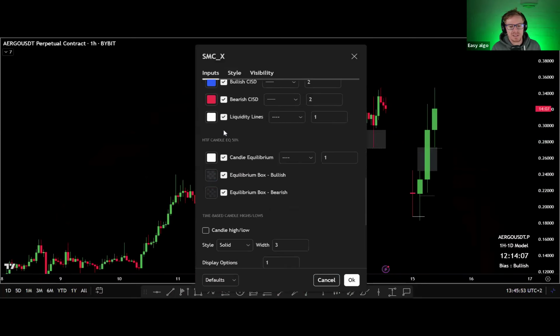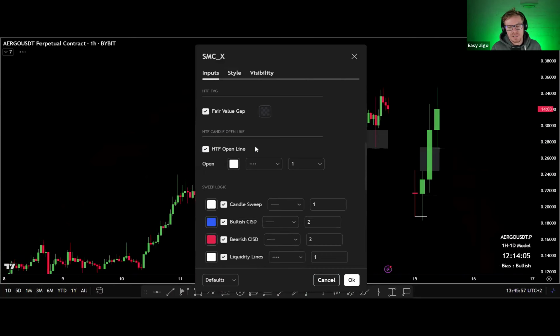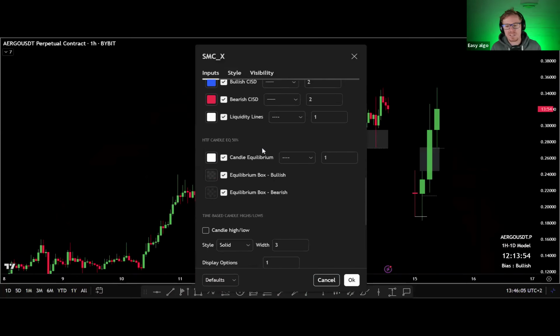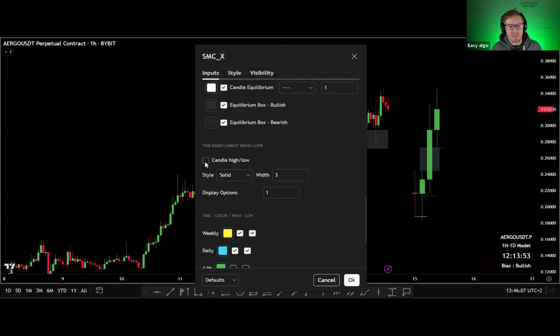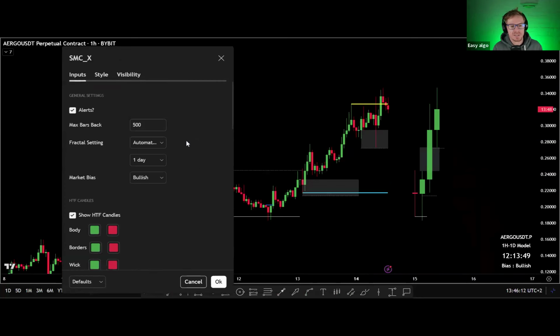Higher time frame line. So the higher time frame line is going to be something I will go into in later trainings just to show you how to use it. There's very specific strategies how to use it, but it all just plays the part with how the system works. So you can see we've got candle highs over here. So let me just quickly show you a few things.